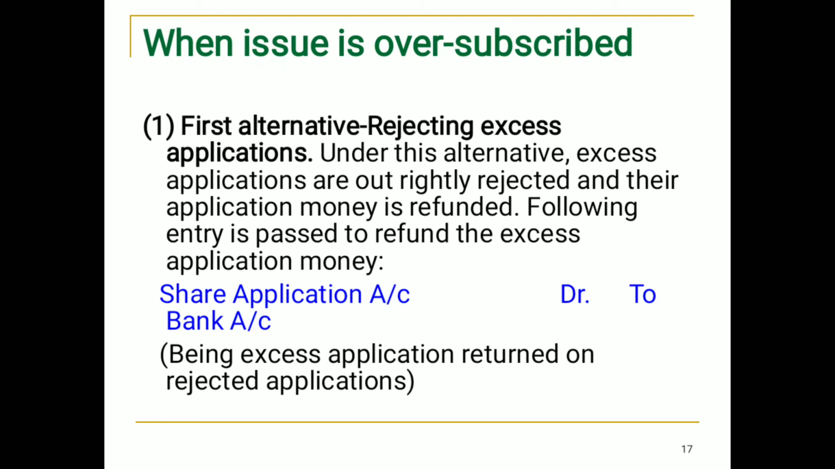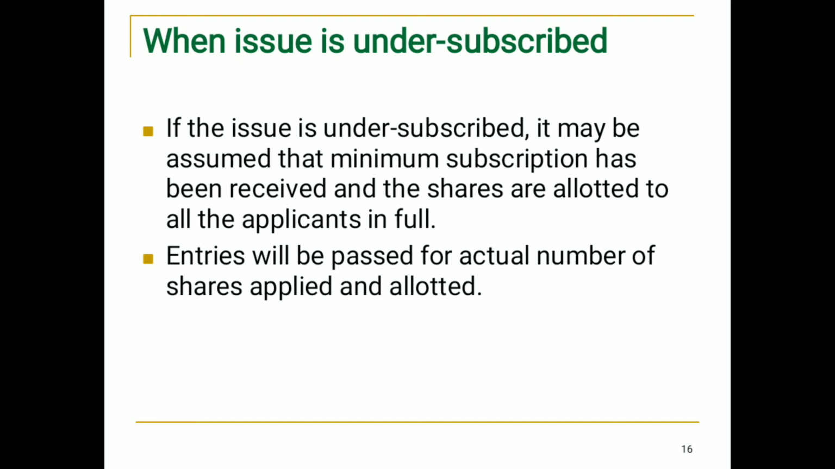There was a mistake. The journal entry is for oversubscription, a topic I am about to explain. And here there is no change in the journal entry. The only important thing you are supposed to consider is that you will consider the shares applied and allotted. The rest of the journal entries will remain the same, that is, for shares issued at par and issued at premium, the journal entries will remain the same. But the number of shares that you are going to consider is the shares applied and allotted.